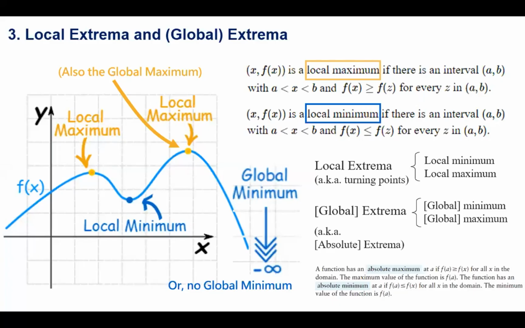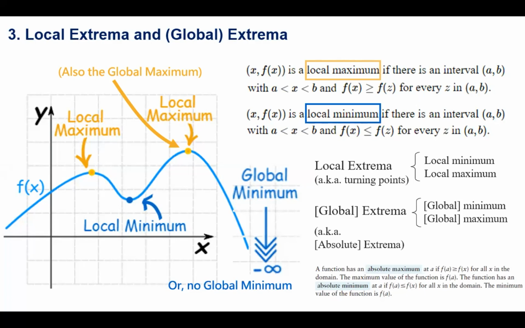Okay, let's continue our lesson. So next, let's have a look at the concept of local extrema and global extrema. So sometimes if you have the word just extrema without local or global, by default, that means global extrema. So that's why I use the parentheses here, okay? If we only have the word extrema, by default, that means global extrema.